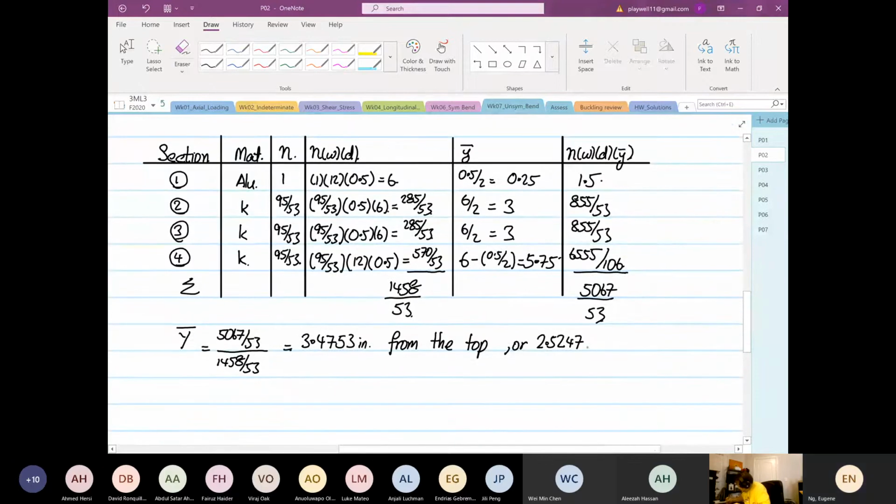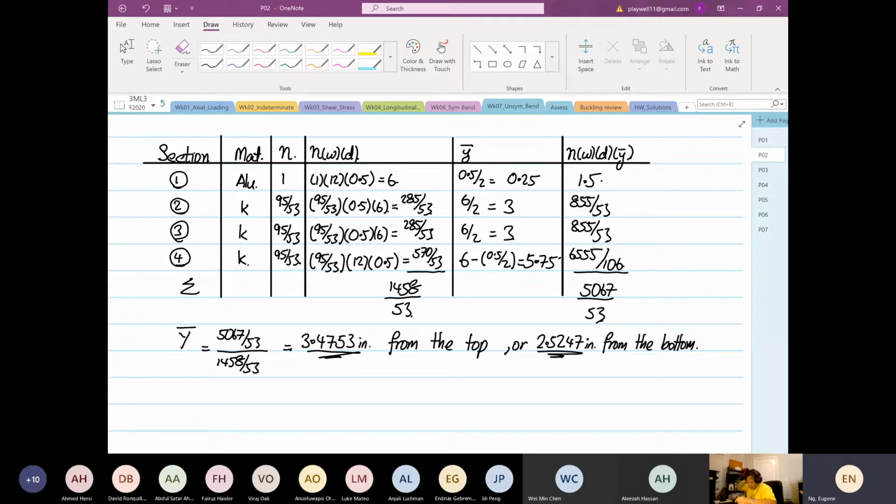Okay. From the bottom. Thank you. Okay. So now you see that now. So now this y bar is taken when everything is changed to aluminum. Okay. So again, the same thing.